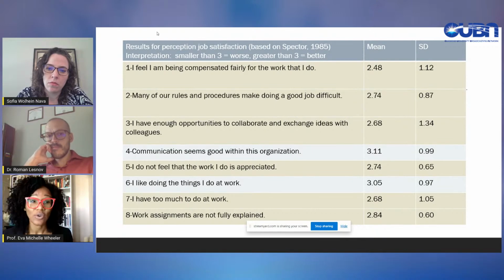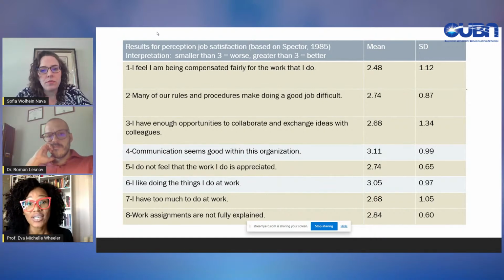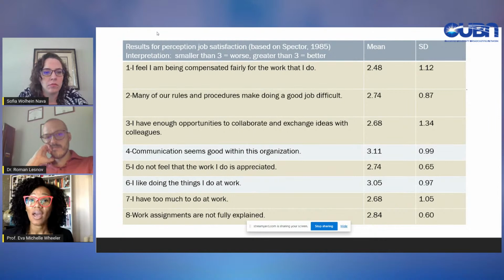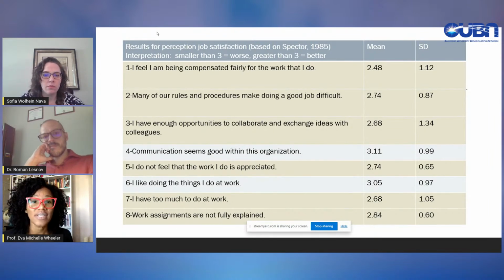And that was something that was encouraging to see because instructors were not discouraged from doing the things that originally drew them to the profession. Now we go to the factors that worsened. And so number 1, I feel I'm being compensated fairly for the work that I do. We saw an overall average that indicated that instructors had a worse perception of this statement.